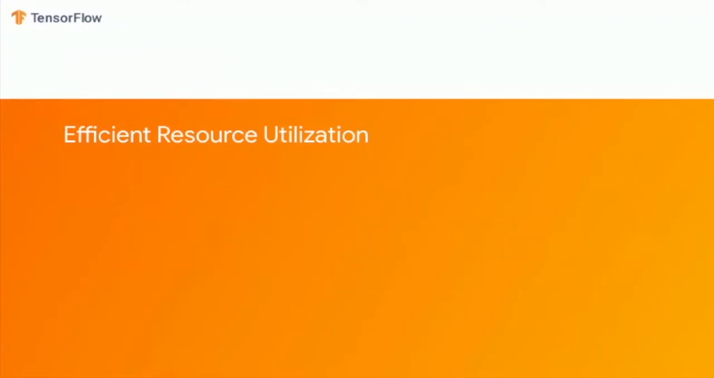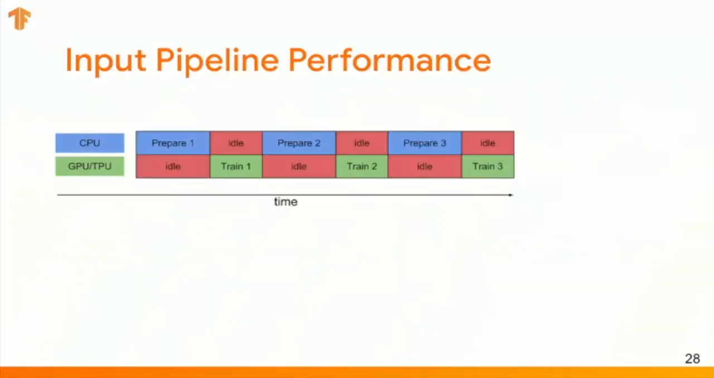Okay, so this part is really fun: the efficient resource utilization. If you can see here, over time, the CPU is going to prepare the data, the first batch, and then it's going to become idle while the GPU is used to train that batch, and then the CPU prepares batch two, and then it's going to be idle. So as you can see, they're alternating. Over time, that can take a certain amount of time.